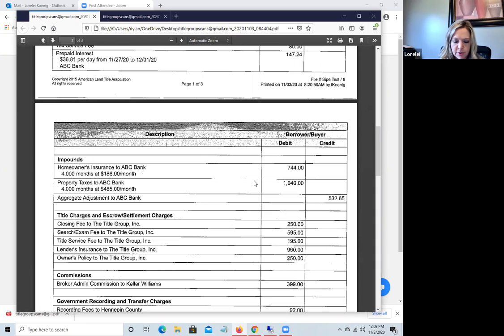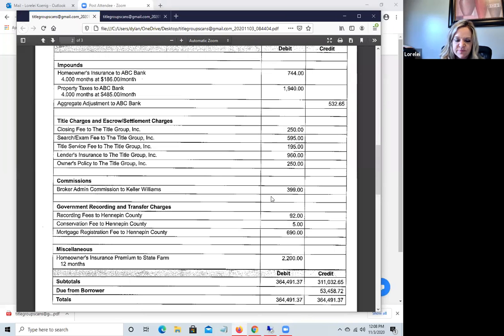So in this case, I just chose 4 months for each, and then there's usually an aggregate number that spits out when the lender puts in due dates and amounts. I put in our standard closing fees. So title companies, again, range from about $250 up to about $450, $495 for their closing fee.